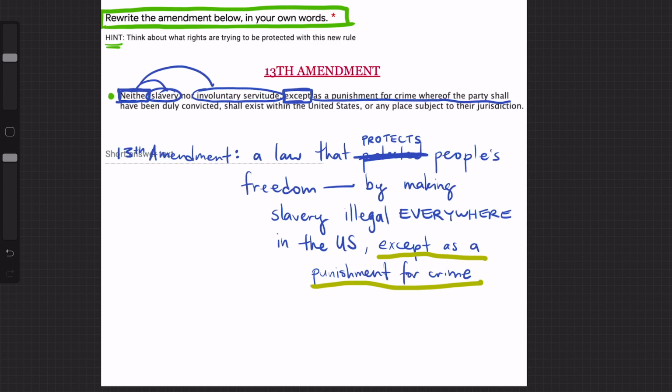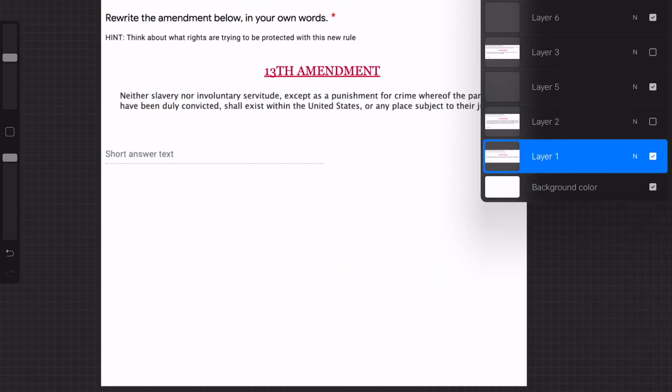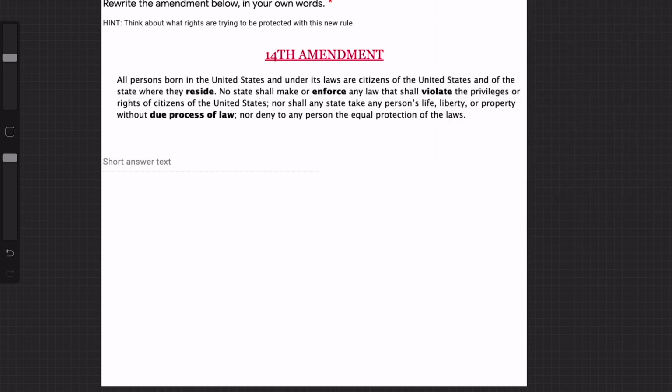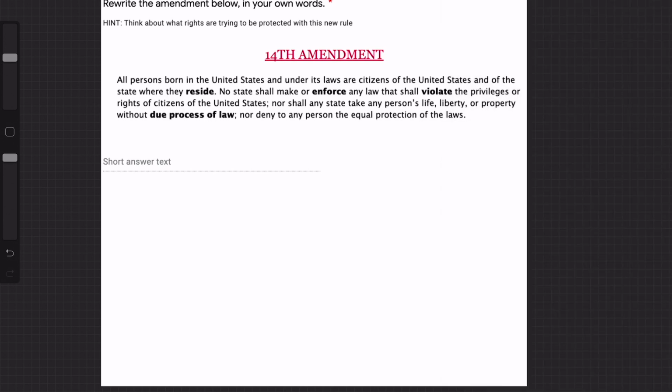Okay, so we broke this one down. I'm going to go ahead and delete it, and we'll get started on the 14th Amendment. Okay, so now here is the second one I gave you. Let me change my color. Cool. Same deal. I have a description of the 14th Amendment as written by the U.S. government, and my goal is to try and put it into my own words.